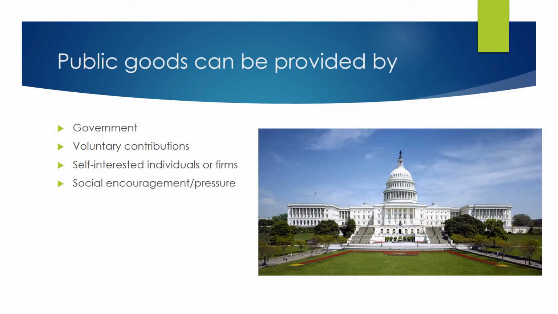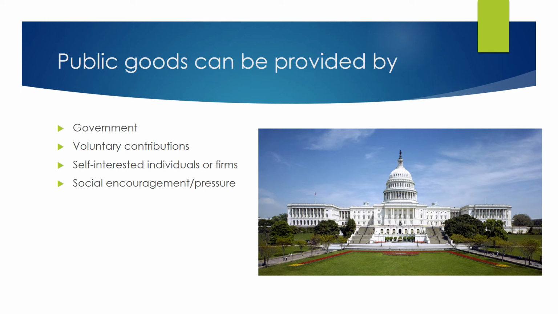So what can we do? Who can provide public goods? Well, this is often seen as being one of the fundamental roles of government, to provide public goods, so things like a military, things like common defense. Most people agree that something like that should be provided by government. It could also be provided by voluntary contributions. Self-interested individuals or firms could also decide to do it because they think it's in their best interest. And social encouragement or social pressure could also be used to cause people to not free ride and to chip in, to make sure that we are able to produce and consume the optimal quantity of a public good. But typically we're going to see the first two are the ones most commonly used.